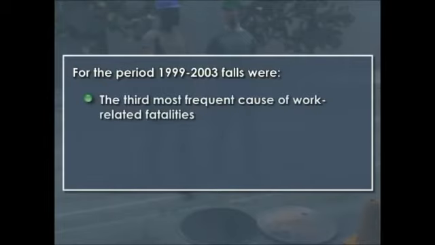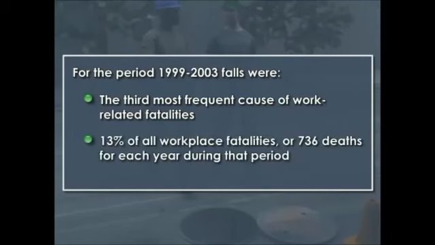For the period 1999 to 2003, the U.S. Department of Labor, Bureau of Labor Statistics, lists falls as the third most frequent cause of work-related fatalities. Falls accounted for 13% of all workplace fatalities, or 736 deaths for each year during that period.